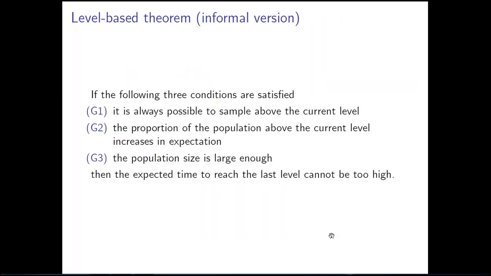Okay, so now we're coming to this level-based theorem, and I'm first giving you just the informal version. What we need to show is that it is always possible to sample individuals above the current level. This is one condition, G1. The second condition is that the proportion of the population above the current level increases in expectation. And the third condition is that the population size is large enough. If these 3 conditions hold, then you can prove that the expected time to reach the last level cannot be too high.